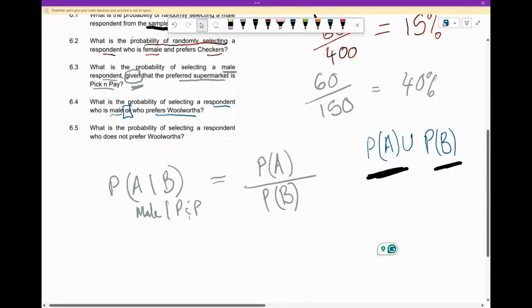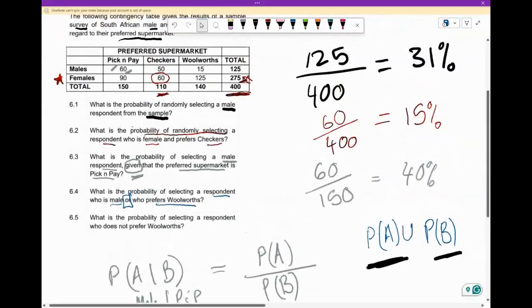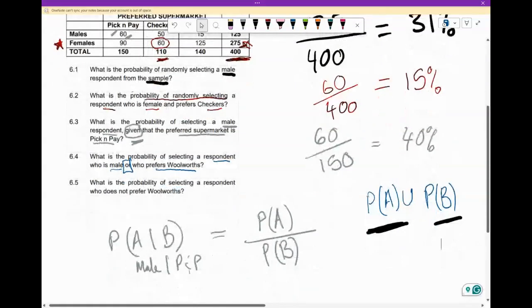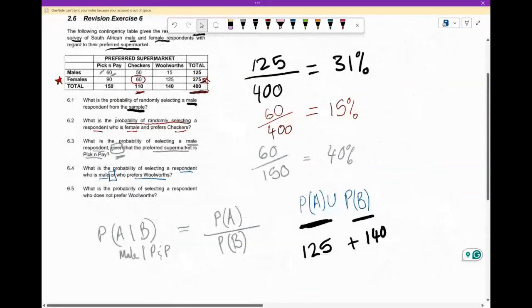So when we have and, that's when we multiply. When we have or, we add. So you're going to say 125 plus 140. Wait, so what is the difference between union and intersection? Union, we're adding because we're saying the probability of this happening plus the probability of this happening. We add those together. Does that make sense?